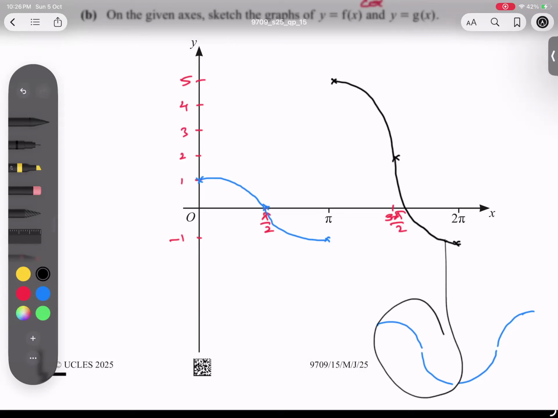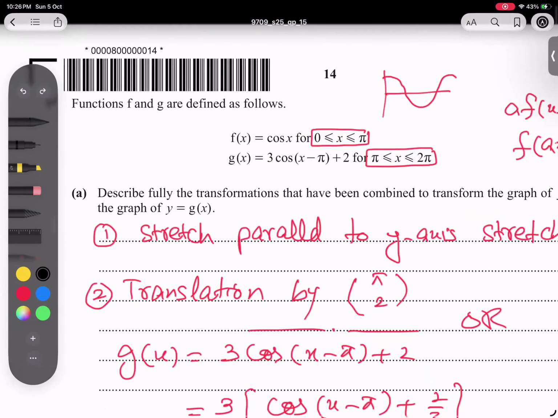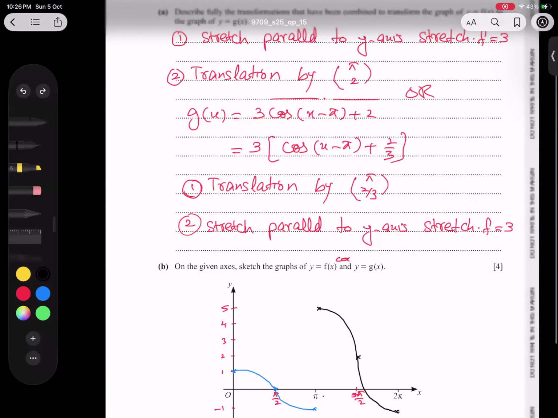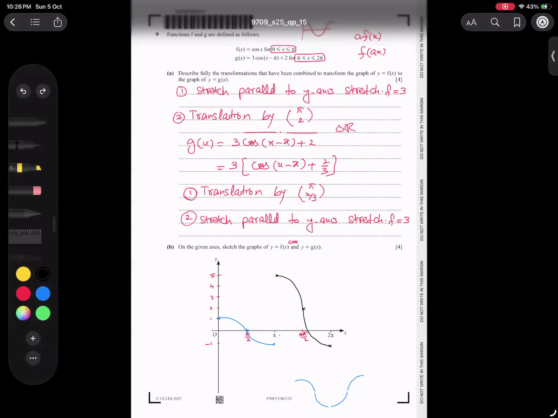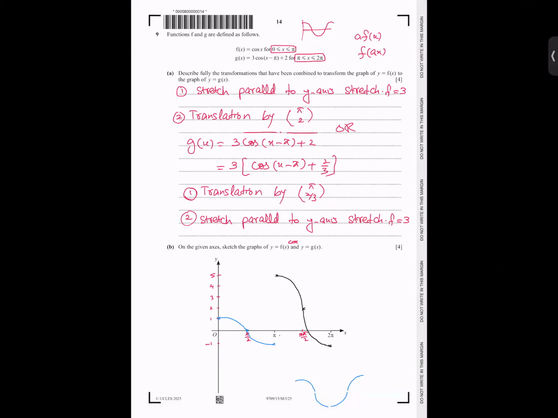So again, we have this graph. I hope you got the point clear. Both graphs are done, starting from pi and ending at 2 pi. Let me check again. Yeah, ending. Okay, so this part is completely over. Let's go to the next page.